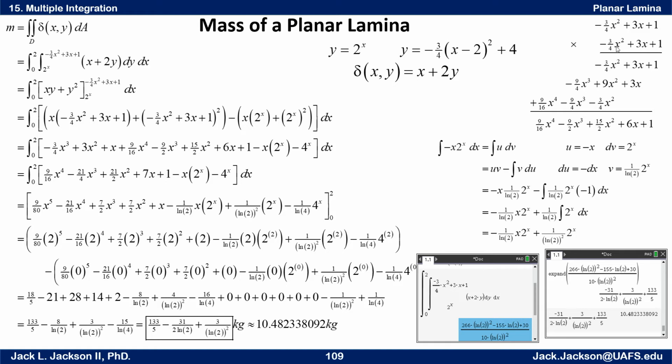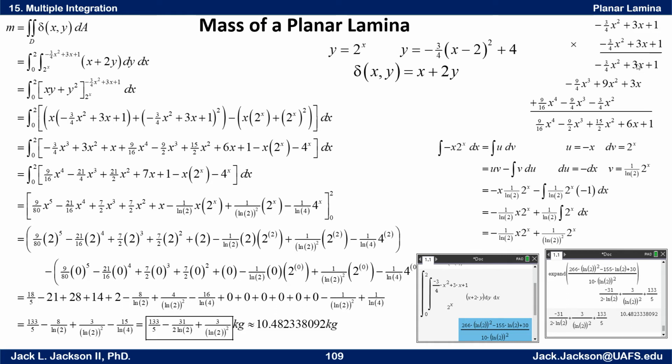Then we take the negative 3 fourths x squared times the 1 to get this term here. Negative 3 fourths x squared times 3x is negative 9 fourths x cubed. We line that up under the x cubes. And we multiply these two together, we're going to get an x to the fourth term, and it's positive 9 sixteenths for the coefficient. Now we add up like terms.